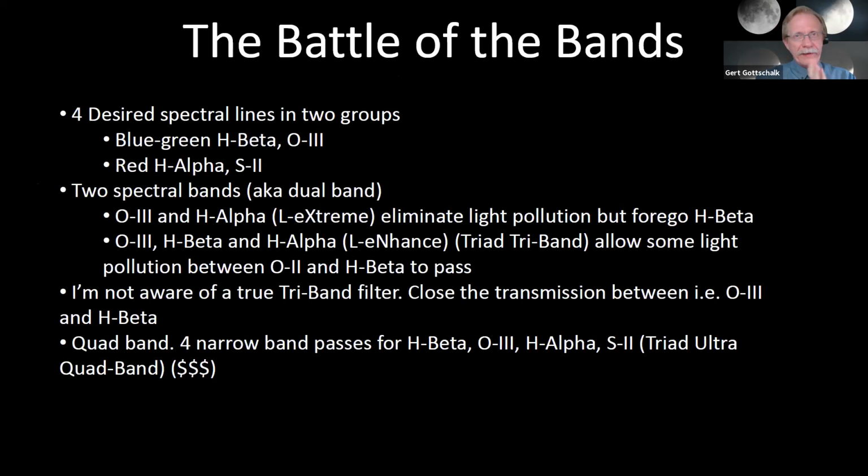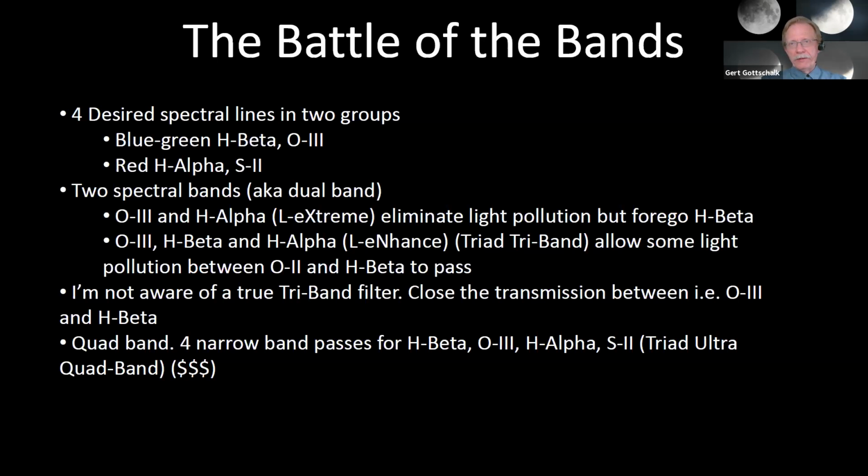So you can call this the battle of the bands, of these transmission bands in your filters. In essence, you have 4 desired spectral lines, and they come in 2 groups. You have the blue-green, which is hydrogen beta and oxygen 3, and then you have the reddish, which is hydrogen alpha and sulfur. You can make 2 spectral bands, what you would call a dual band, and you would include either O3 and H alpha, and there's this Optolong L-eXtreme filter that does that.